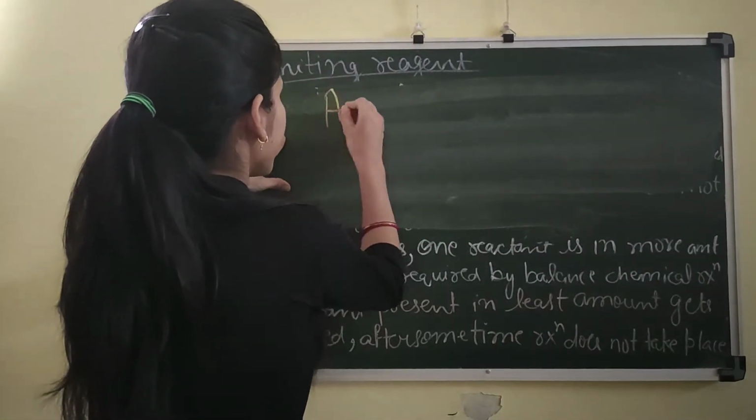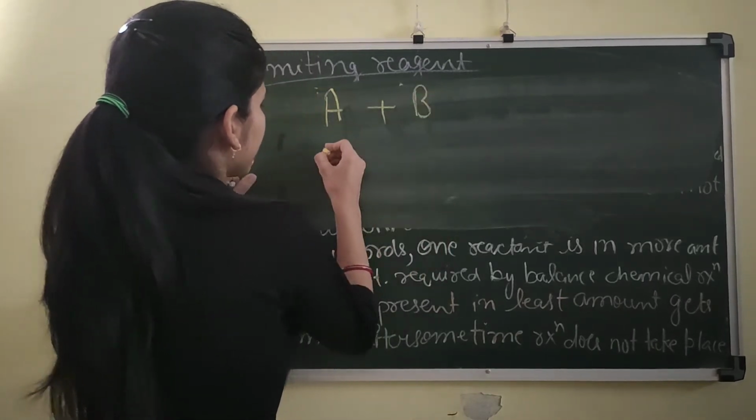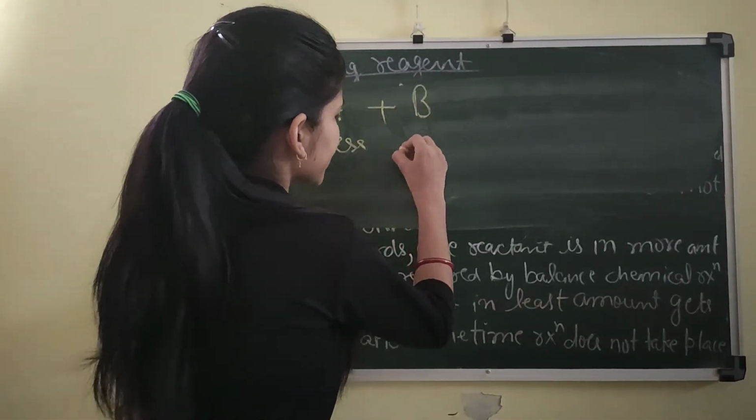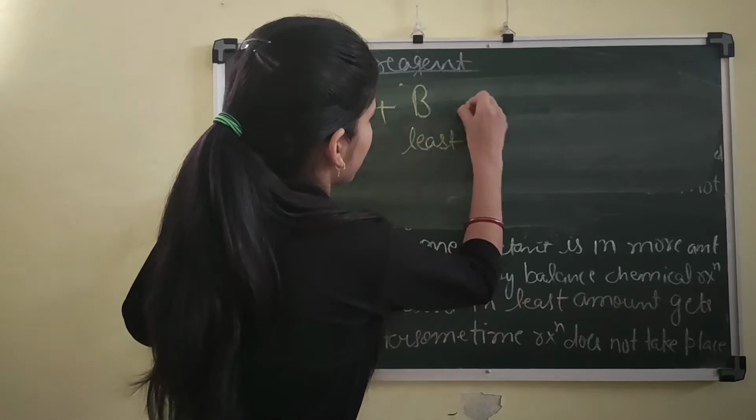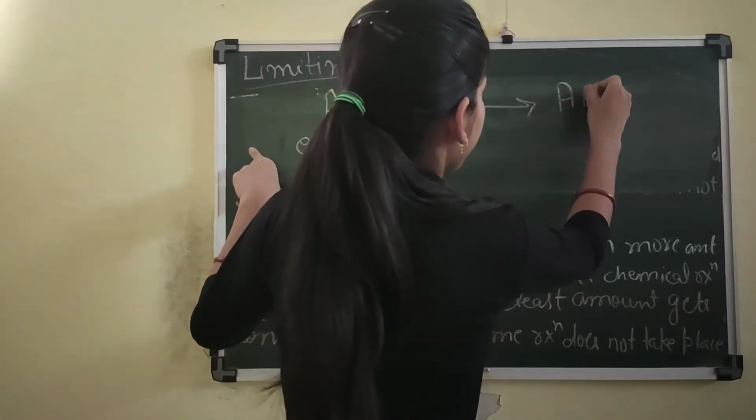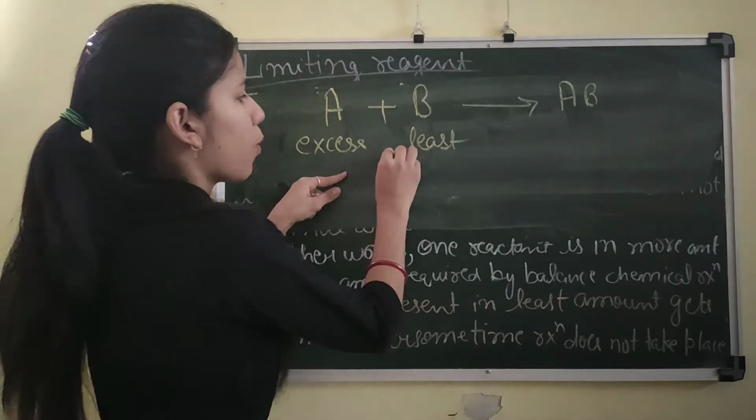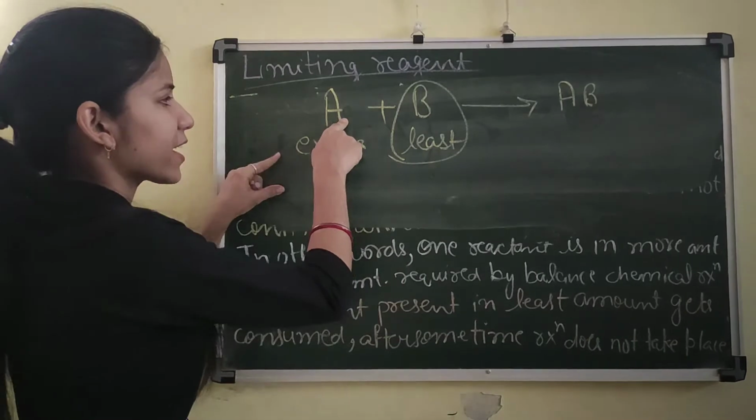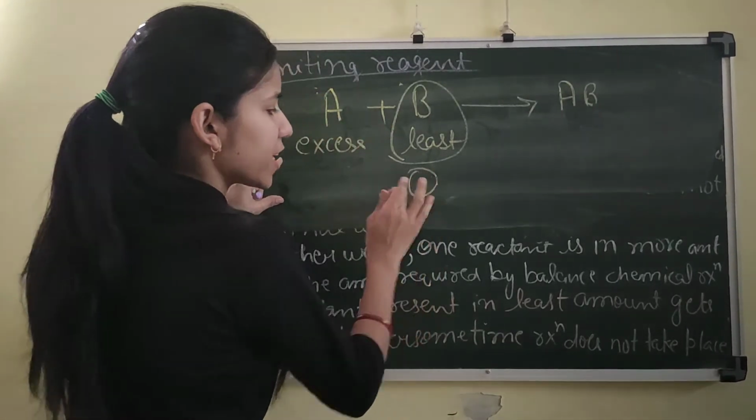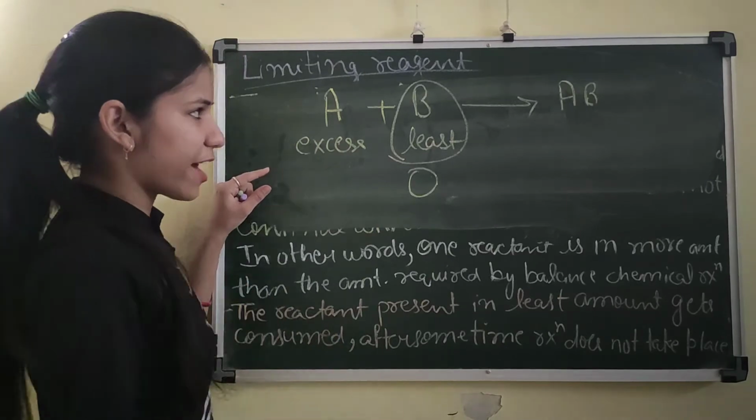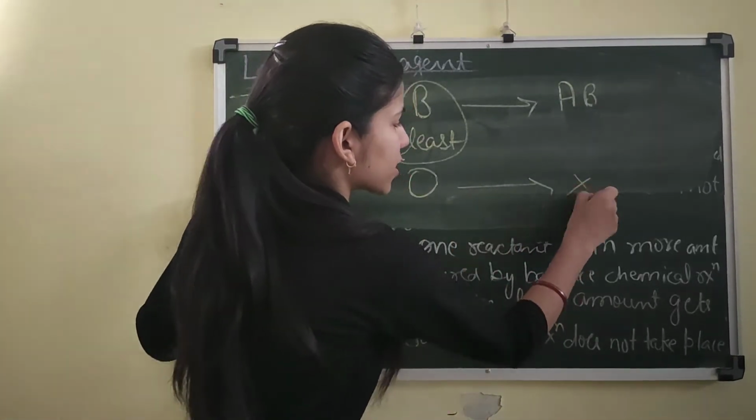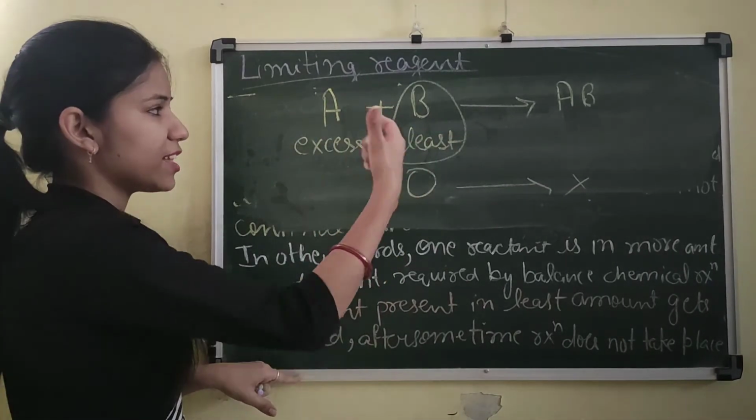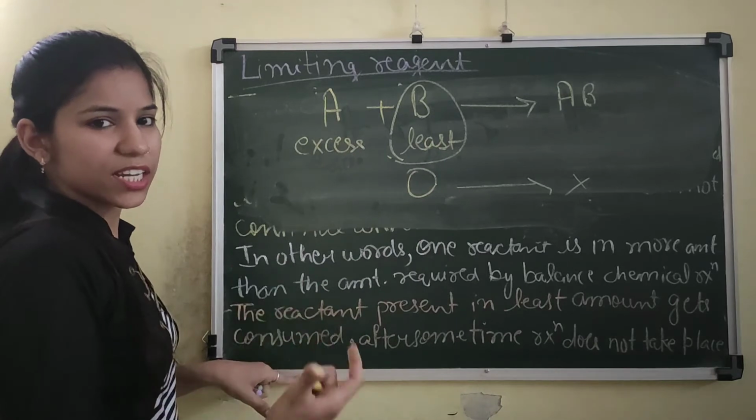For example, if molecule A is present in excess and molecule B is present in the least amount, they form AB. When the molecules of B are completely consumed, A cannot react because there is no molecule of B left, so no product can form. So B, the least reactant, is called the limiting reagent.